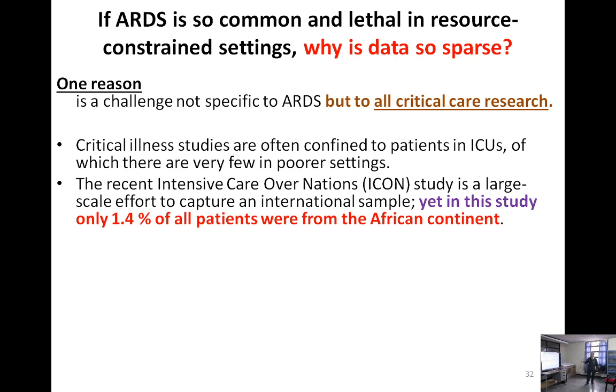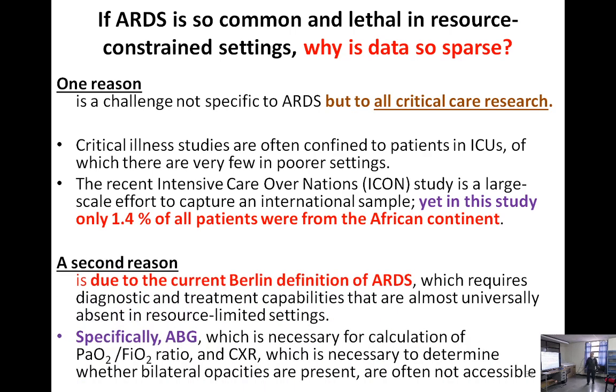So you have got over nations, but when you talk of Africa, only 1.4% of the patients who needed that care got it. Then again, Berlin definition, that's why I told you from the beginning don't go only by the definition. You understand that a lower PO2-FiO2 ratio is a sicker patient. So the current definition requires diagnostic and treatment capabilities that are almost universally absent. So if you can't define, how do you submit it to research?